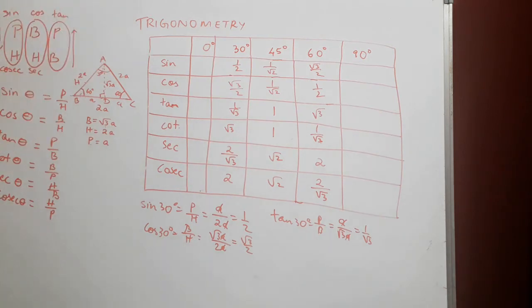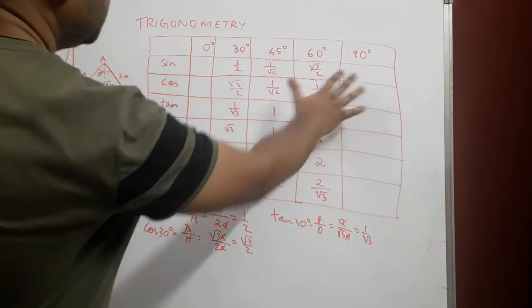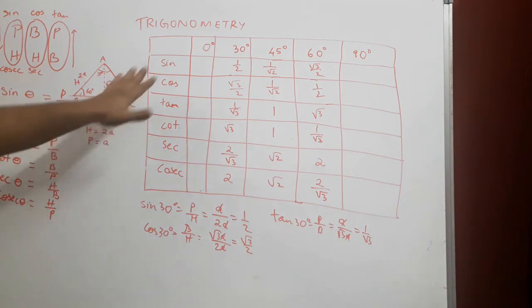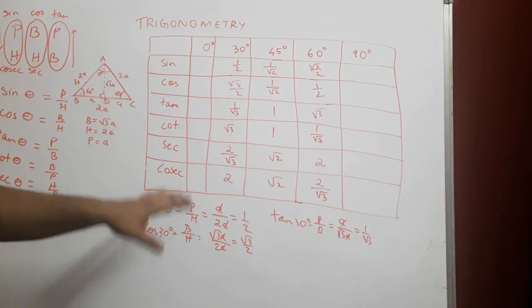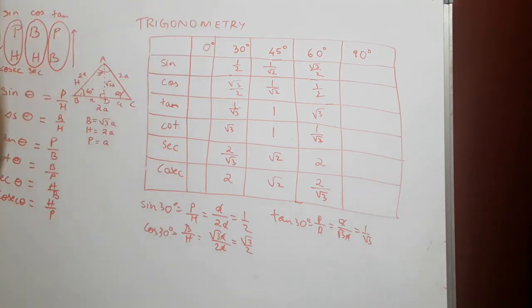Next we need to find 0 degrees and 90 degrees. So first we'll go to find out 0 degrees. Once we have found out 0 degrees, it will be easier for us to understand and find out what is 90 degrees.